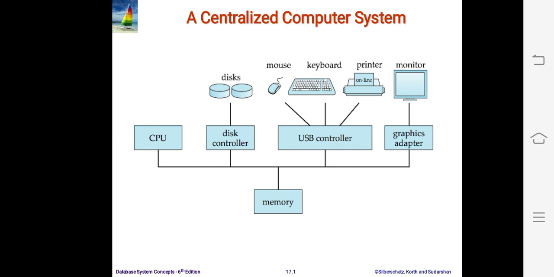This is the structure of a centralized computer system, in which we can see that there is a centralized bus, and this bus is connected to the CPU, disk controller, USB controller, graphics adapter and memory also. So here there is a centralized memory, and this memory is shared among different devices or different terminals or different input output devices.